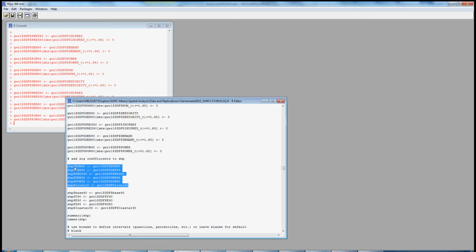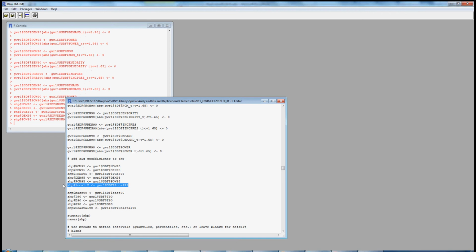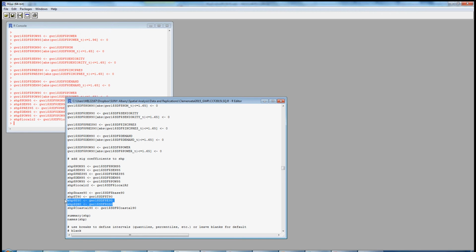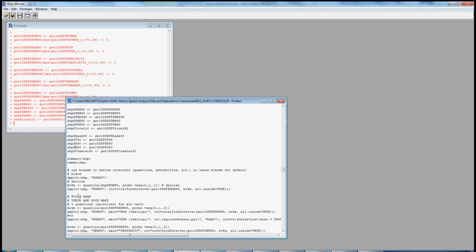In the shapefile, we're going to create this new variable nom95, for instance, equal to nom95 in the spatial data frame of the GWR1 object. So that brings all of our variables that we just created, and then we can also bring over the local r squared. We could do this for the 90% confidence interval as well. These variable labels are from a different project, but this basically gives you the idea of how you do that. So you could do that on your own time.